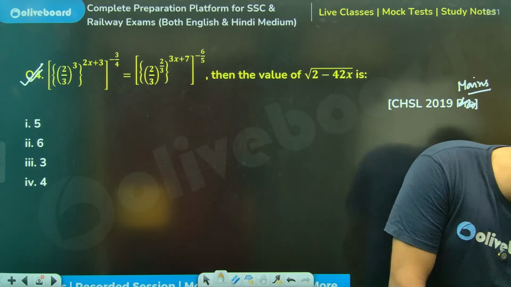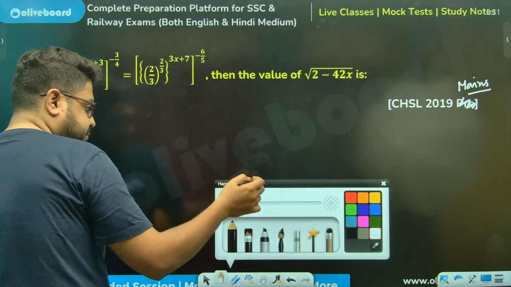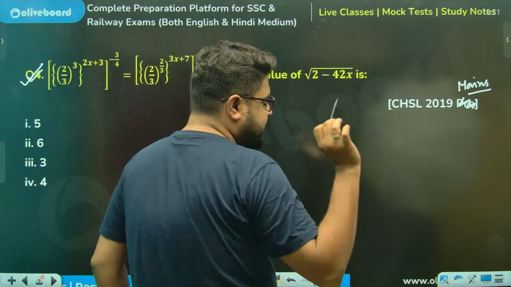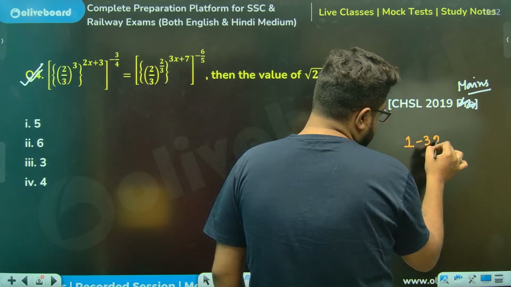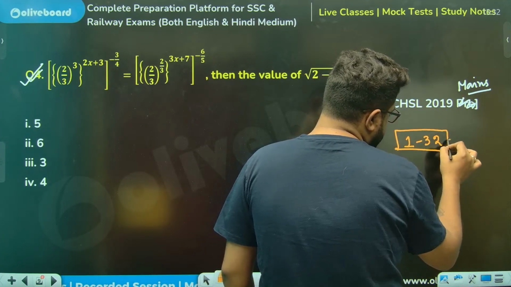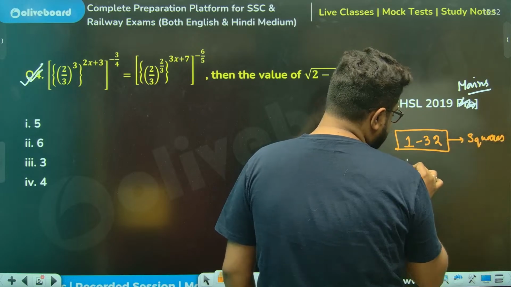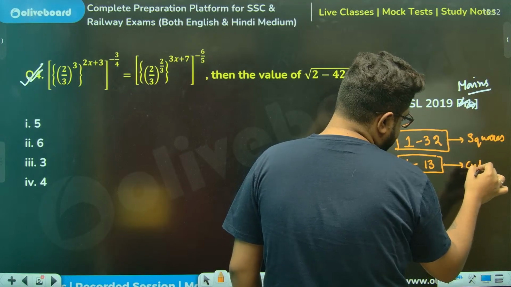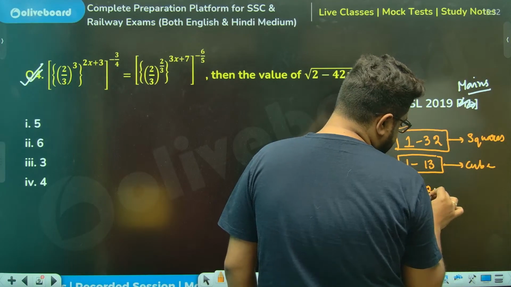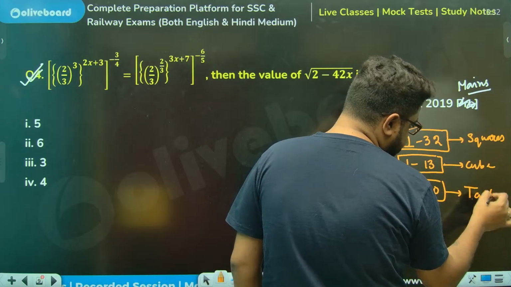How to know roots? Remember, I have one simple rule, brother. You have to remember squares from 1 to 32, cubes from 1 to 13, and tables from 1 to 20. These are the bare minimums.